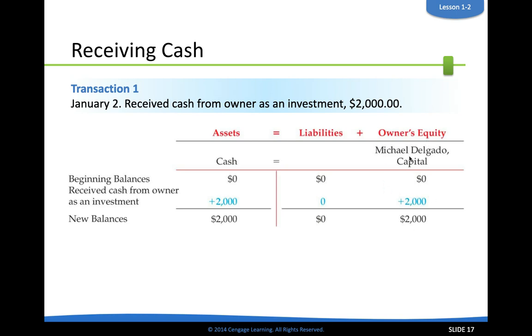So again, separate out Michael Delgado as an individual. Think of the business only. $2,000 is invested into the business, so the cash goes up by $2,000. The equating transaction that happens is owner's equity goes up also by $2,000.